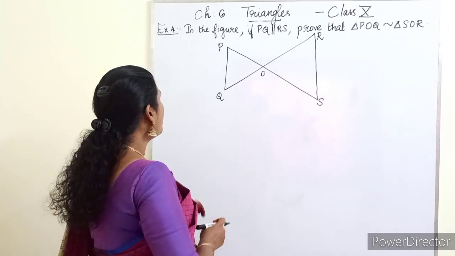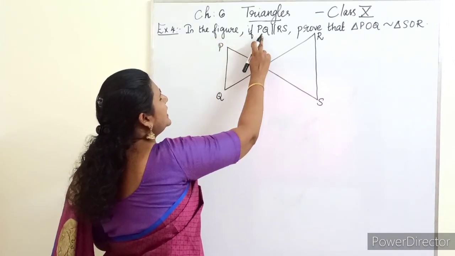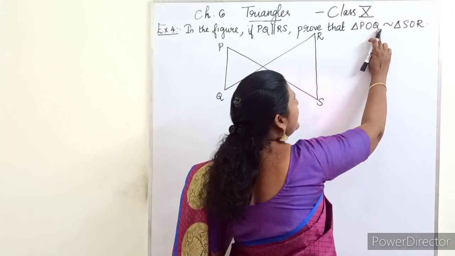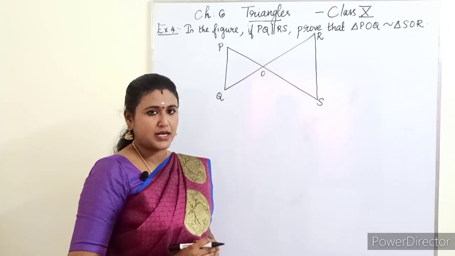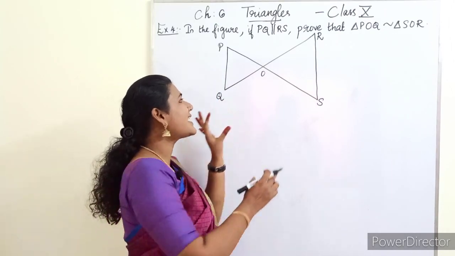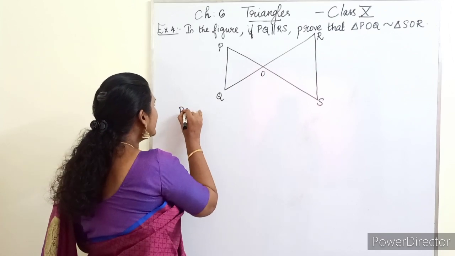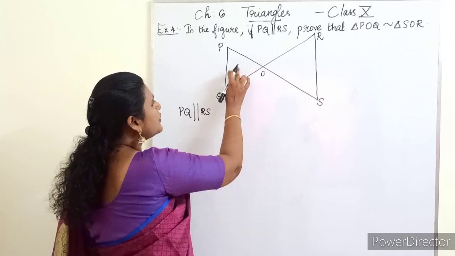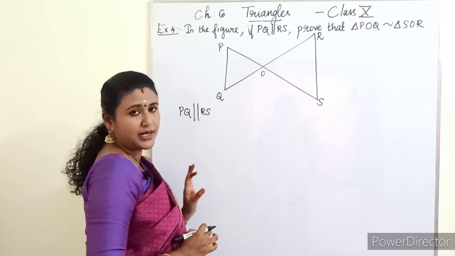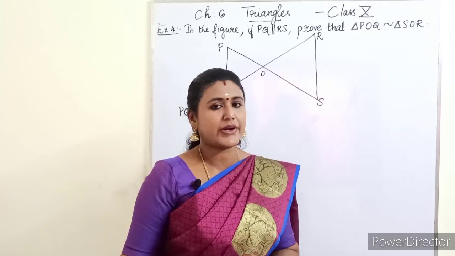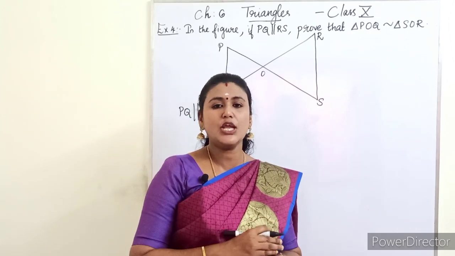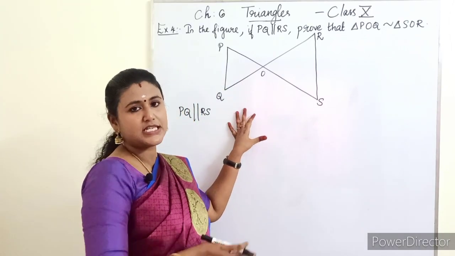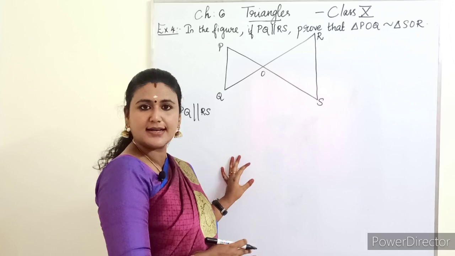Now example 4. In the figure, if PQ is parallel to RS, prove that triangle POQ is similar to triangle SOR. So in this question, what is the condition given? PQ is parallel to RS. This condition is given. We have to prove these two triangles are similar. For proving any two triangles are similar, we can use any one of the three similarity criteria. We'll see here which criteria we can use.